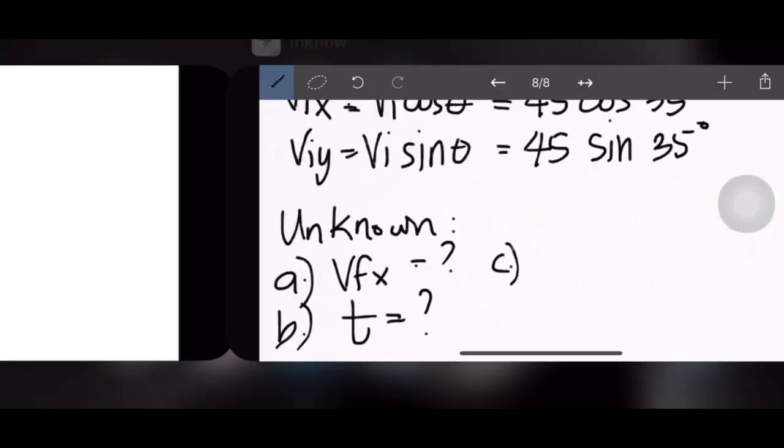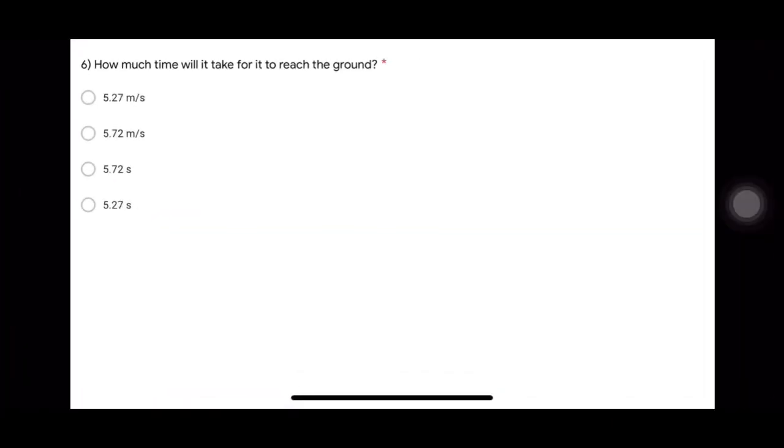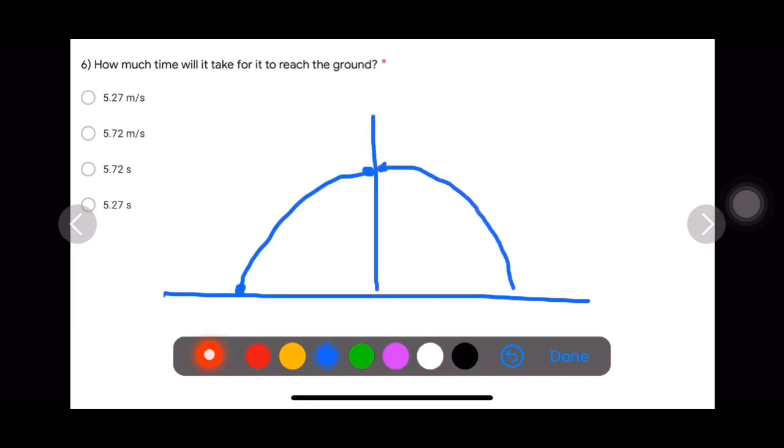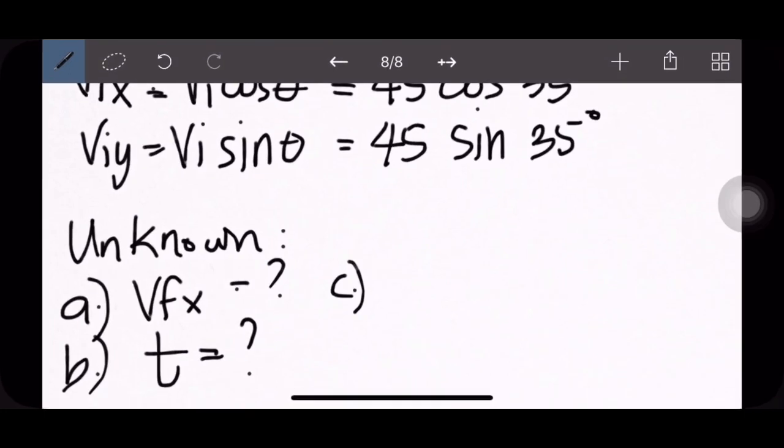Letter C. The third unknown is how much time would it take for it to reach the ground. So when the ball was hurled from the starting point, it reaches the maximum height, and then from the maximum height, it reaches the ground. So that's the time for it to reach the ground. You have here 2 times the time at maximum height, so it means that the total time of the ball from the starting point up to the ground is the capital T, the total time of flight.